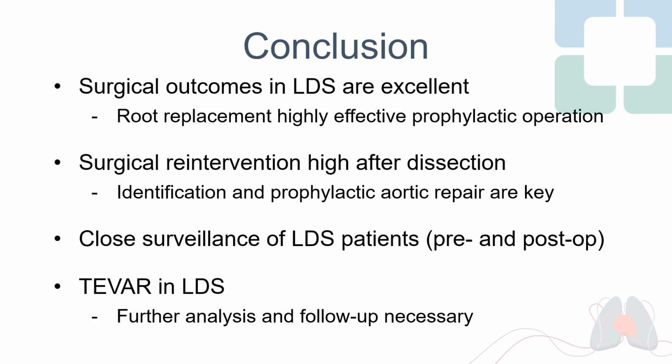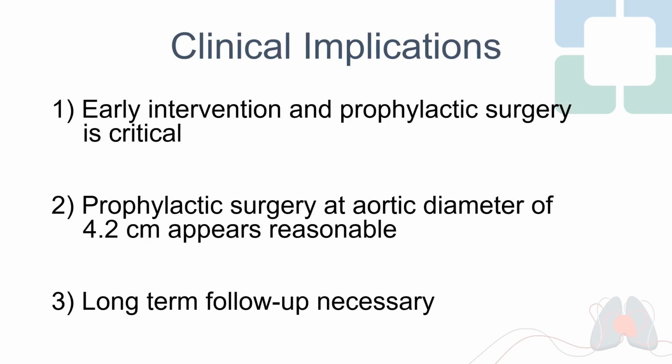One comment just to make, as far as TEVAR, which is stenting of the descending aorta in Loeys-Dietz or patients who have Ehlers-Danlos, seems to be a high-risk procedure. And same with Marfan's, we generally believe it's better to do an open operation in that group of patients. Implications: early intervention and prophylactic surgery is critical. The cutoff of about 4.2 centimeters appears reasonable, and long-term follow-up is necessary.